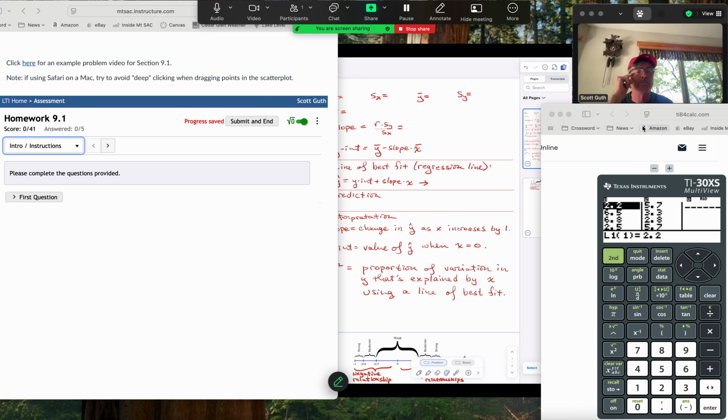Times 4.4. And they only want one place after the decimal here. So we're just going to put in 7.3 for the y-intercept. So I'll also check that. Looks good. And next, the line of best fit.